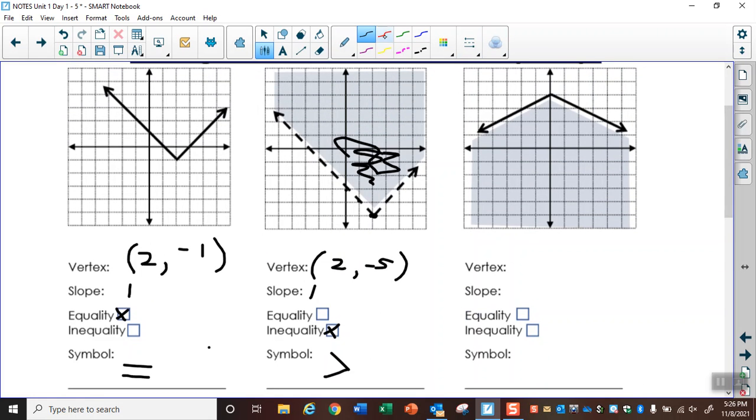And then looking at this one, here's the vertex, the bottom of the V. So that would be, let's see, 0, 1, 2, 3, 4. So (0, 4) is my vertex.